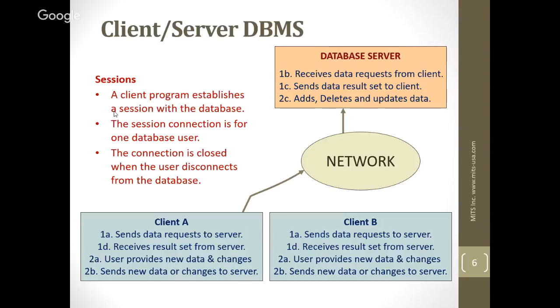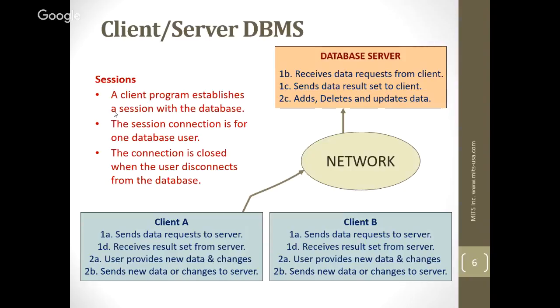this is 1A, sends data requests to the server through the network. 1B, the database server receives data requests from the client. 1C sends data result set to the client. So this term result set is fairly common. A result set is the data that gets returned from a database. And then 1D, client A receives a result set from the server.